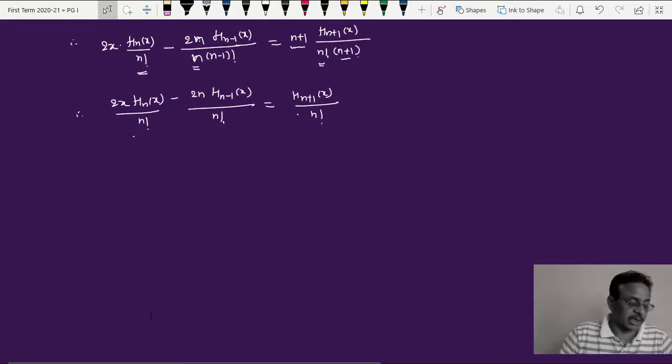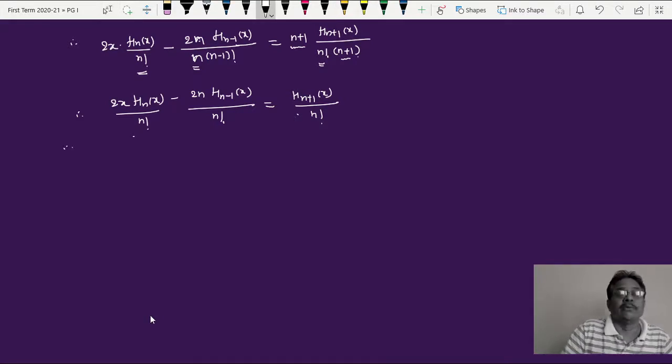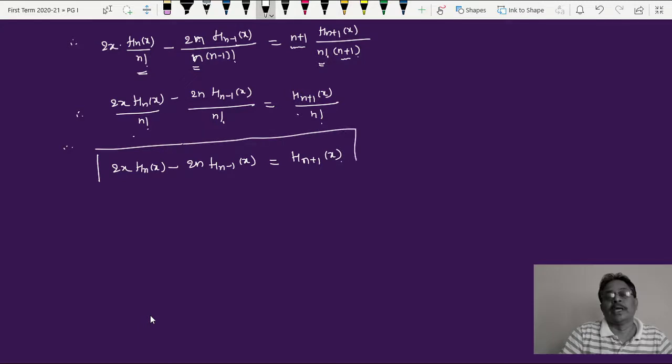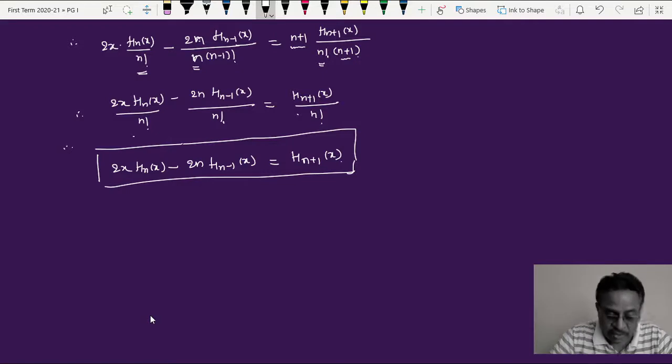So cancelling this, we will get the final expression as: twice x into H n of x minus twice n into H n minus 1 of x is equal to H n plus 1 of x. This is called a recurrence relation, because knowing H0 and H1 one can find out H2, knowing H1 and H2 one can find out H3, knowing H2 and H3 one can find out H4.